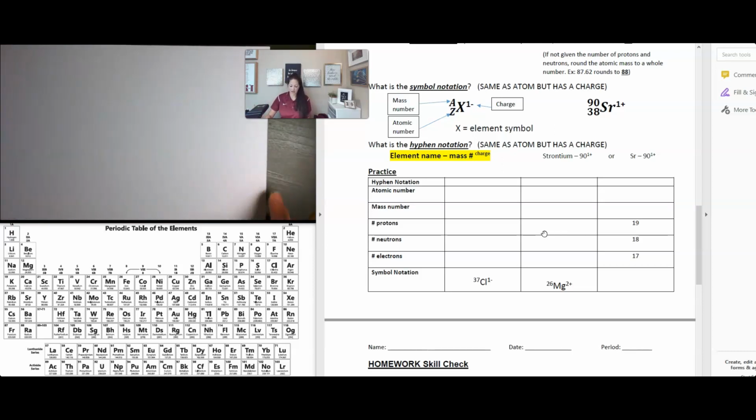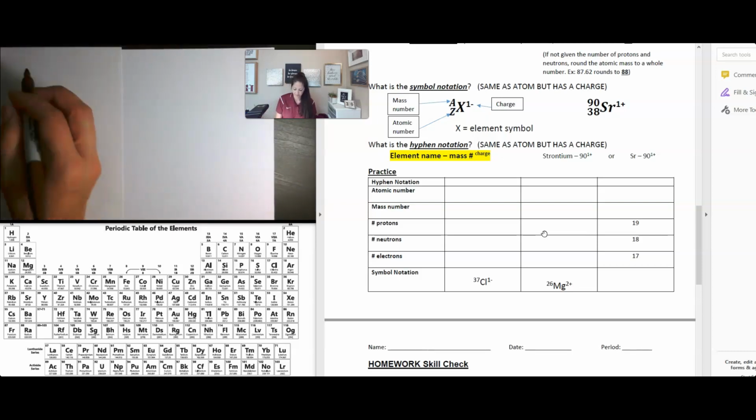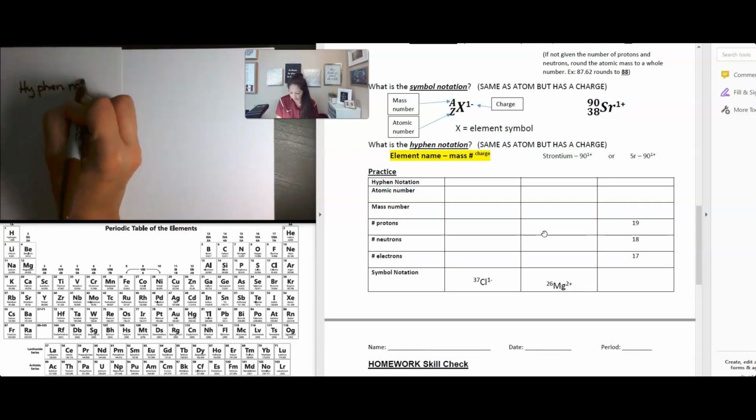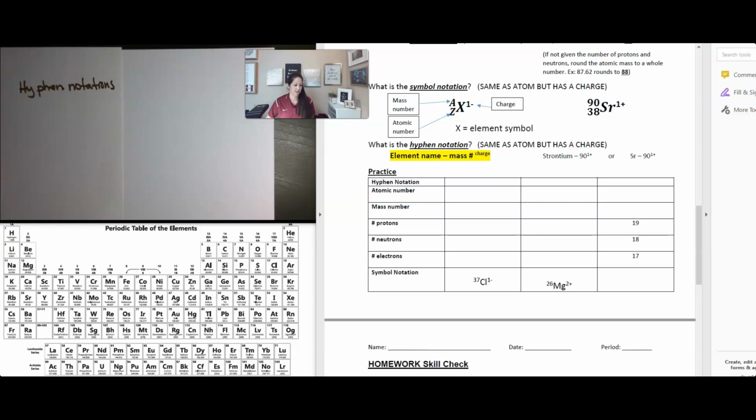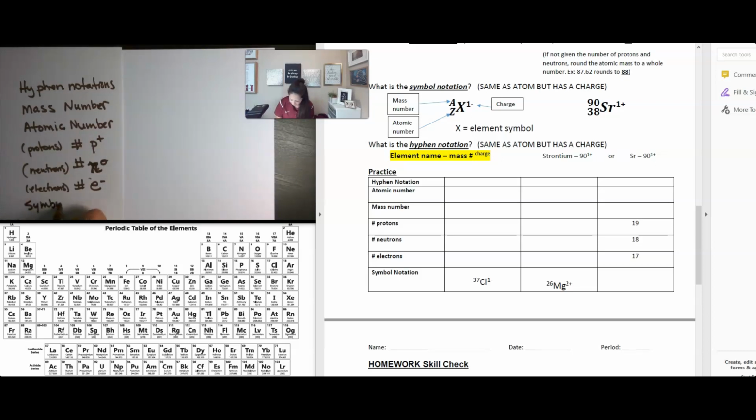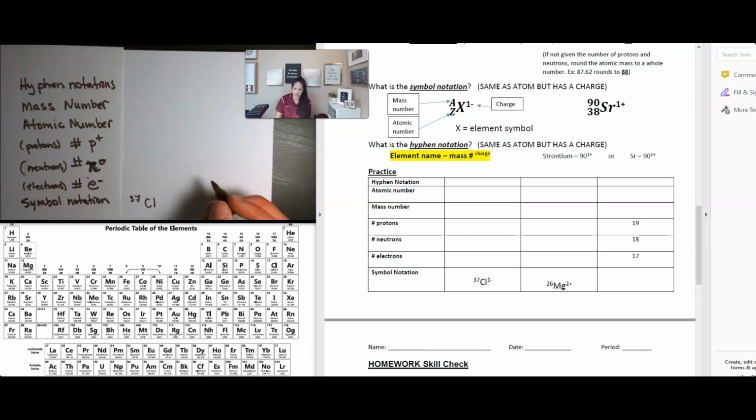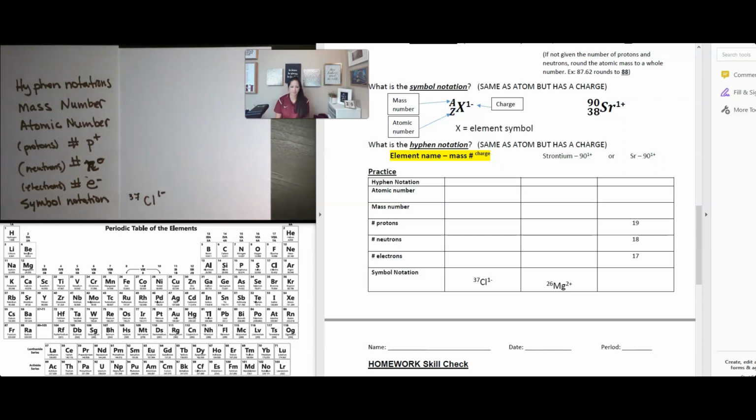So again, we are going to find our hyphen notations, mass number, atomic number, protons, neutrons, electrons, and our symbol notation. Okay, so first, the only information we're given is 37 chlorine with a -1.